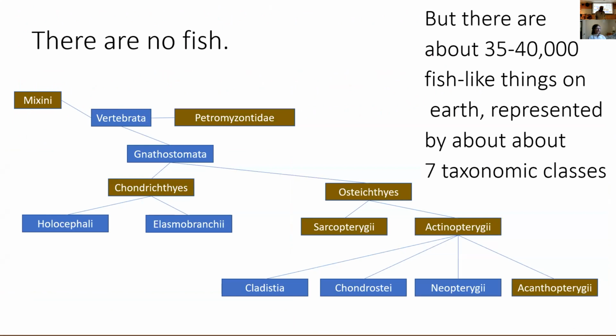So, my statement here is there are no fish. You're in a fish class and there are no fish. It's not a taxonomic unit. But there are about 35 to 40,000 different fish-like things on Earth. And they're represented by about 7 different taxonomic classes. And those are the 7 taxonomic classes that I want you to be aware of and understand the relationships among.